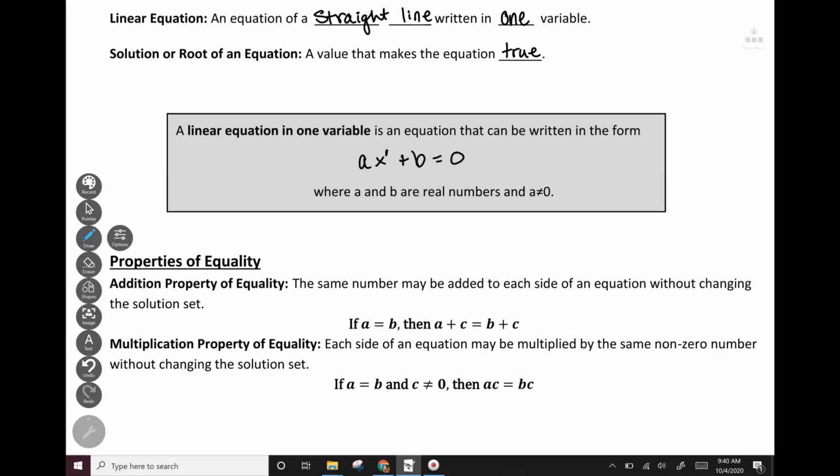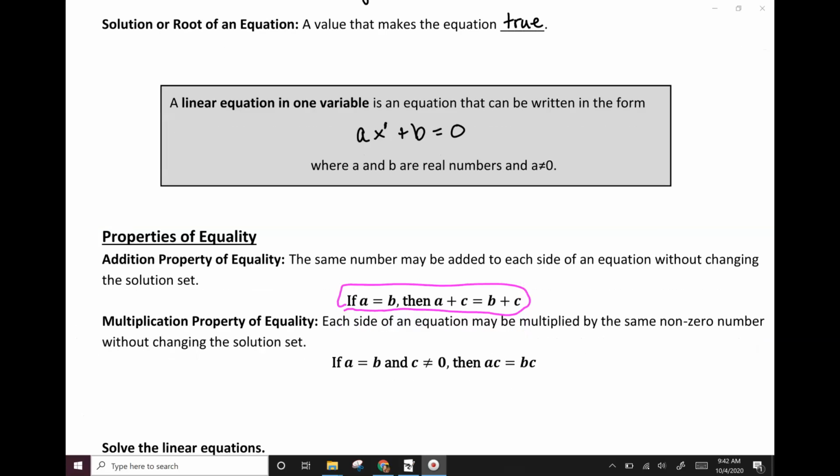All right, so properties of equality. Addition property of equality. The same number may be added to each side of an equation without changing the solution set. So if you have a equals b, then a plus c equals b plus c. So you can add the same number to both sides of the equation without changing the solution set.